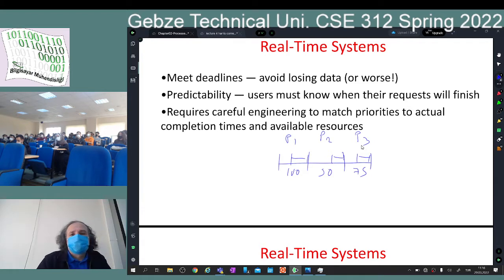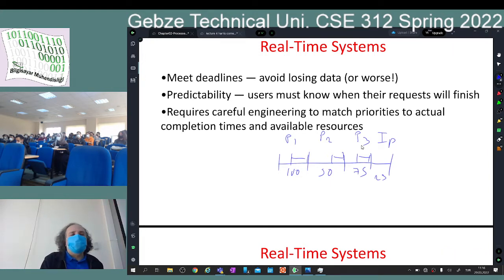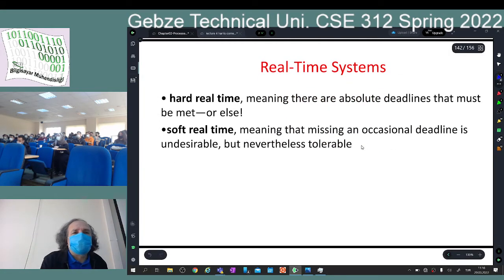Okay. And some people do this. Some people say that, okay, idle process, IP, and it will take 25 milliseconds at the end of the whole cycle. So it is empty. If something happens, I am going to use that part. Okay. So real-time systems that work that way, the ones that I'm talking about are the hard real-time systems.